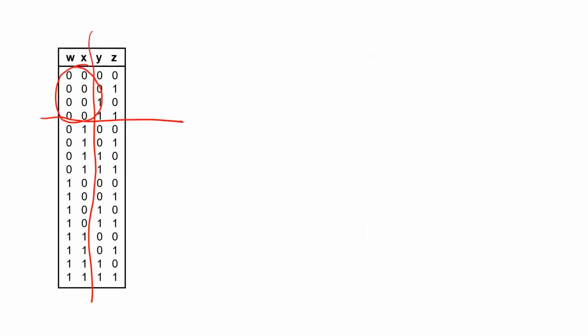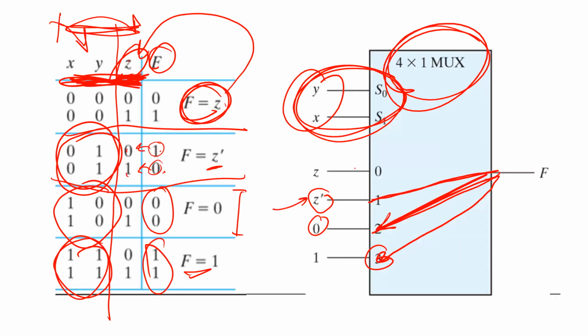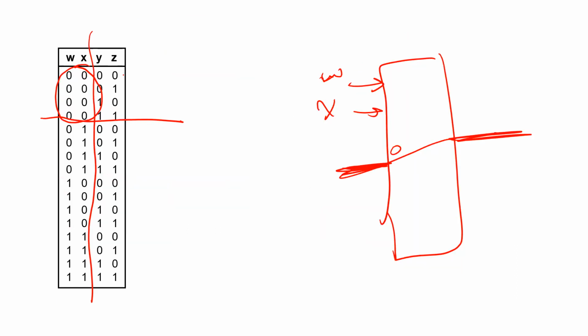When the input is 0, I know the selectors are W and X, and the output is connected to pin number 0. Similar to what I did before, but what I did before was simple. Why was it simple? Because if I got the relation between F and Z, Z is only one variable, so it should be easy. Here it's a little more complicated because I need to get the relation between f and y and z. You got what I'm saying?